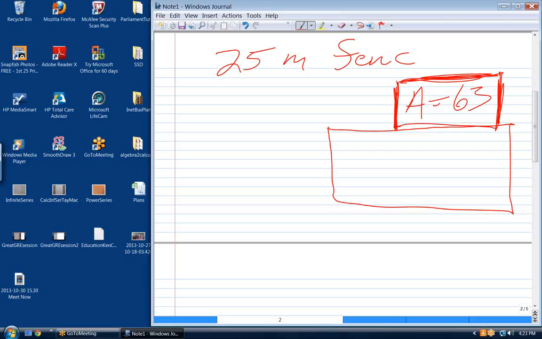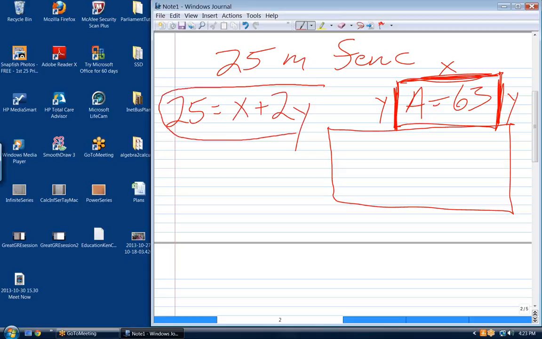Of we don't even need that. We have the area. Okay, well, let's call this y. Let's call that x. That's y. So what's my perimeter equal to? It's y plus y plus x plus x. So there's one equation, because I know I have 25 feet of fencing.